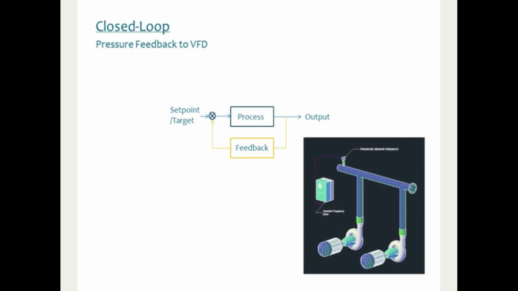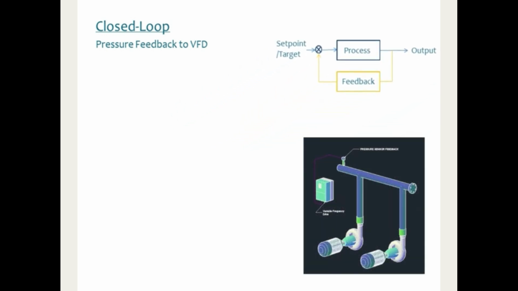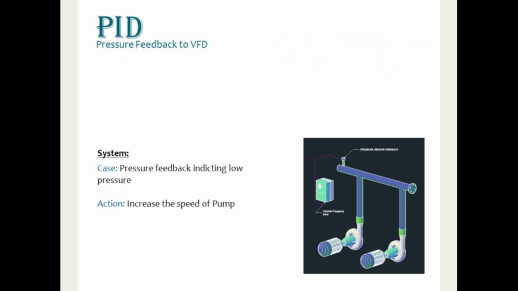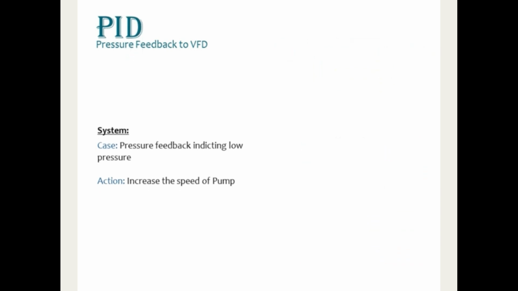So let's take an example. We have a pump controlled by VFD and the control is based on pressure feedback. So let's say if the pressure is getting lower than the target, then the VFD will increase the speed of the pump so that it reaches near to the target. Based on this information, we are ready to discuss PID. We will understand PID using the example of a pump with pressure sensor.